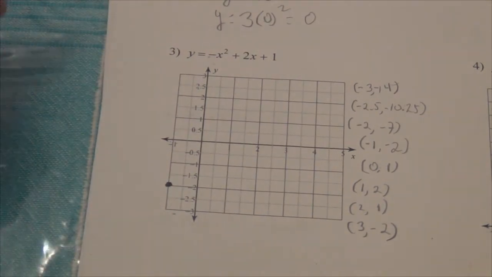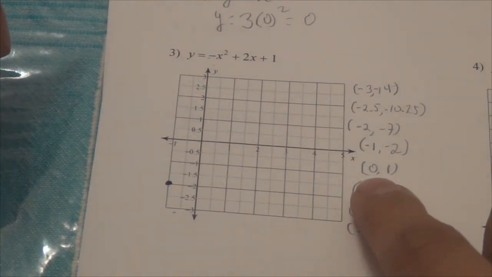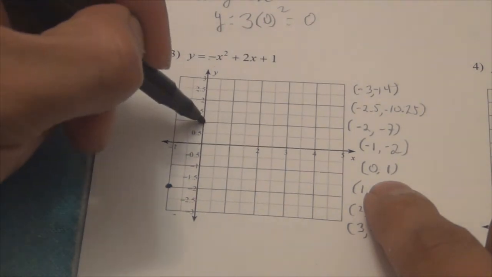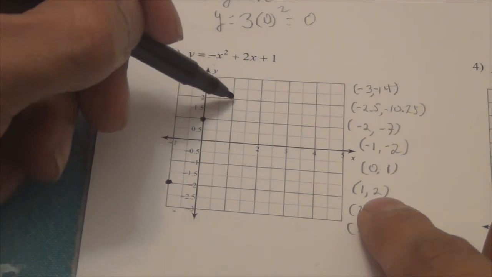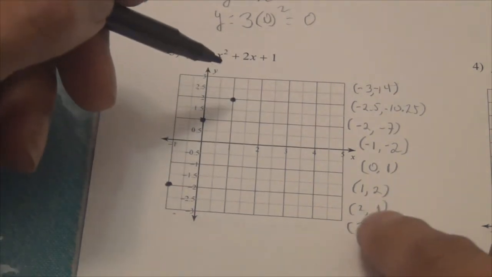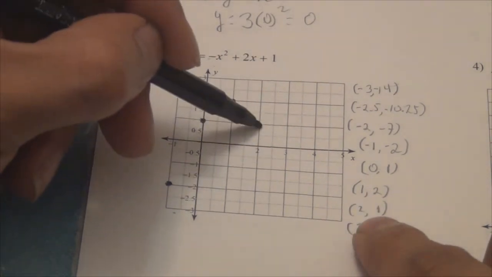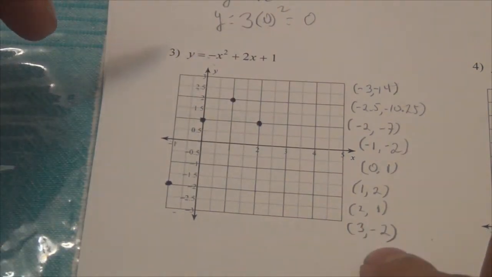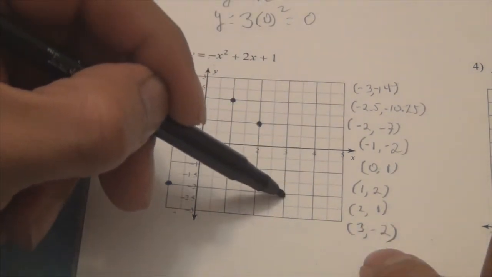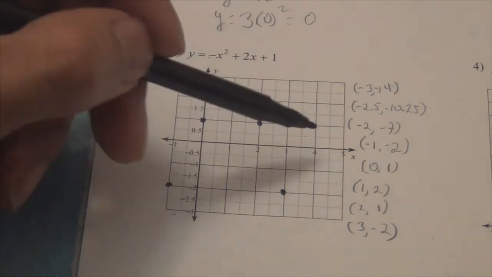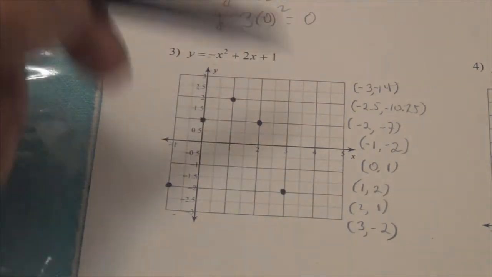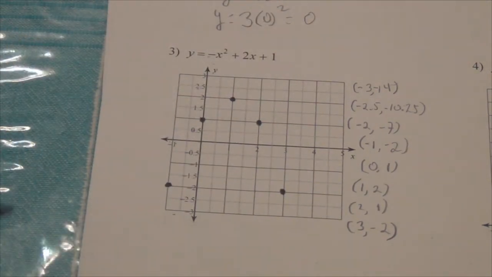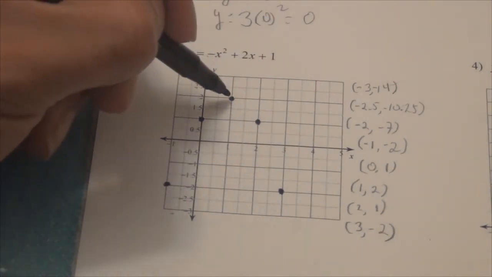Okay. The next one is 0 comma 1. Okay. 1 comma 2. 2 comma 1. 3 comma negative 2. And wow, it seems that I have a 4 here. So 4 is 4 comma negative 7. I don't have negative 7, so I'm just gonna leave it like that. And now look at what our parabola looks like.